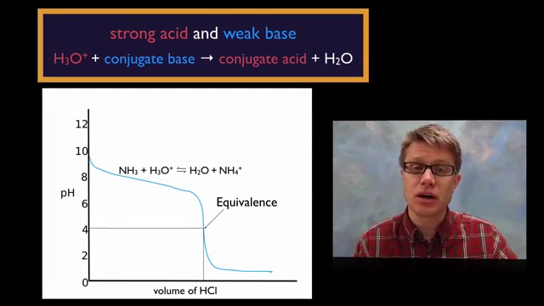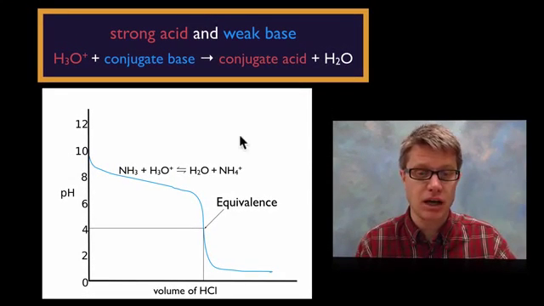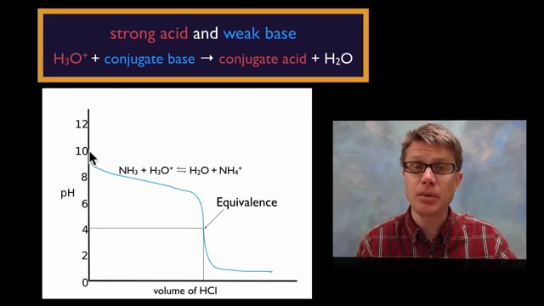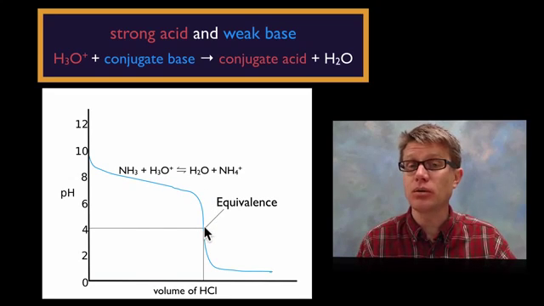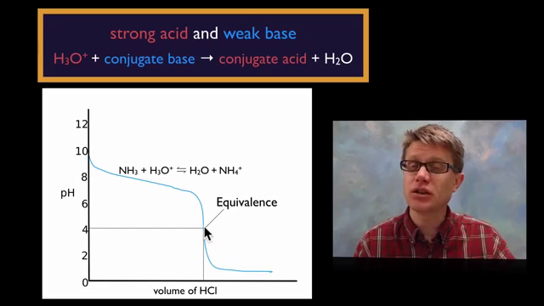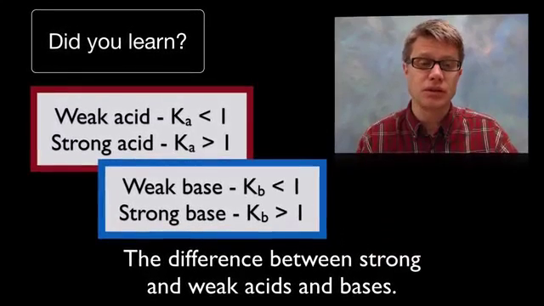Likewise, if we were to look at a strong acid and a weak base, so we're starting at a really high pH right here. As we add the acid, it starts to drop down really quickly, but now we've created a buffer solution right here, and the equivalence point is going to be lower than 7 in this case. So you should understand what those titration curves look like in each of those 3 different situations.